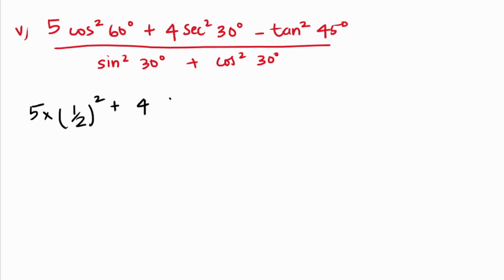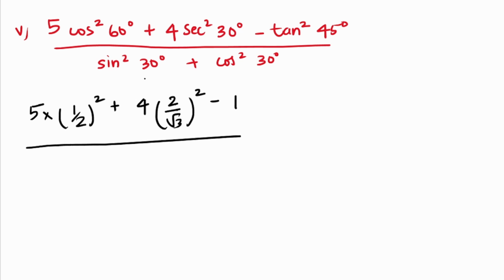Sec 30 degree is 2 divided by root 3, again whole square, minus tan 45 is 1, 1 square is 1 itself, so we are writing 1 divided by sin square 30 degree. Sin 30 is 1 by 2, again whole square plus cos 30 degree is root 3 by 2, again whole square.